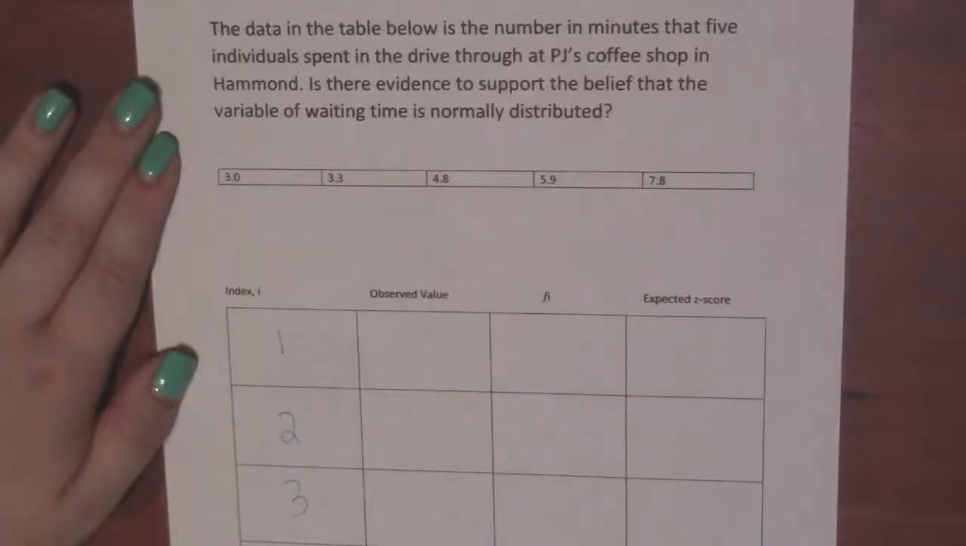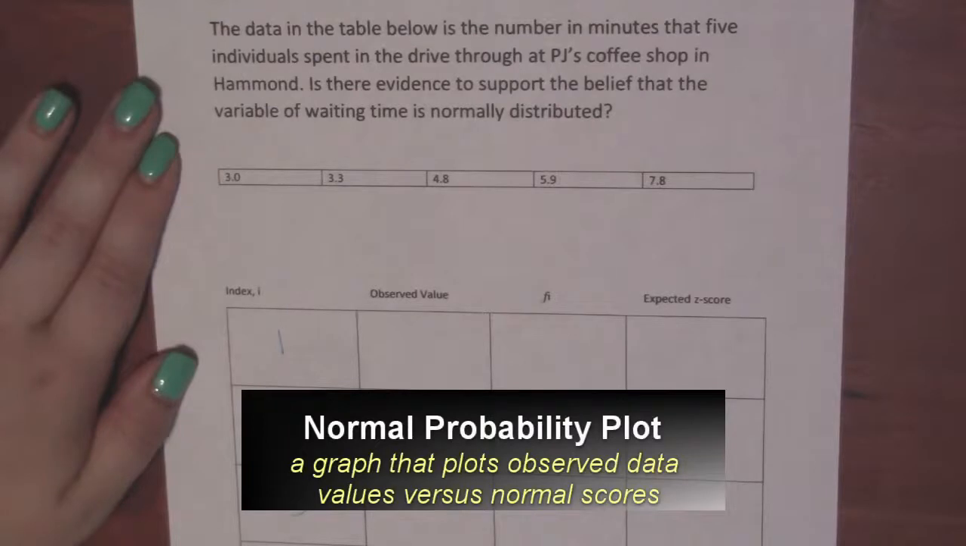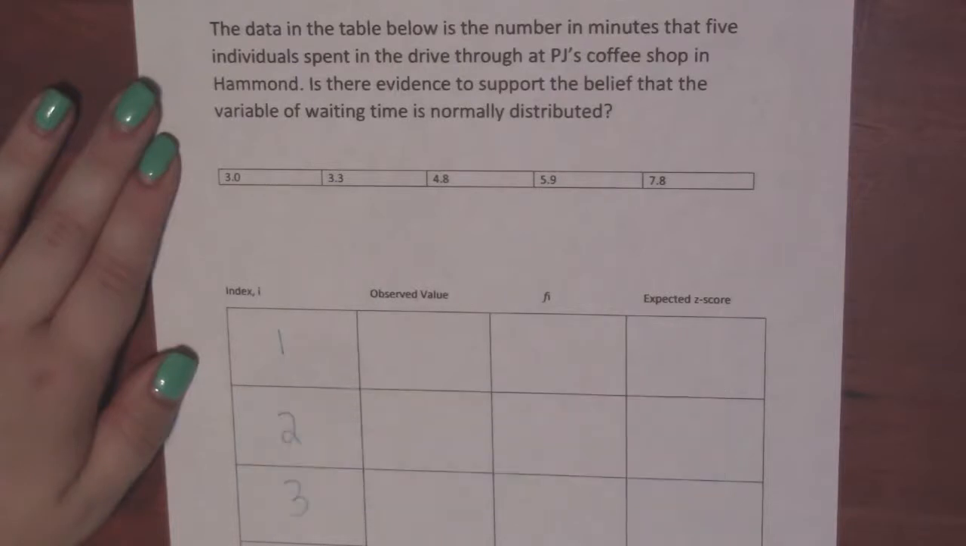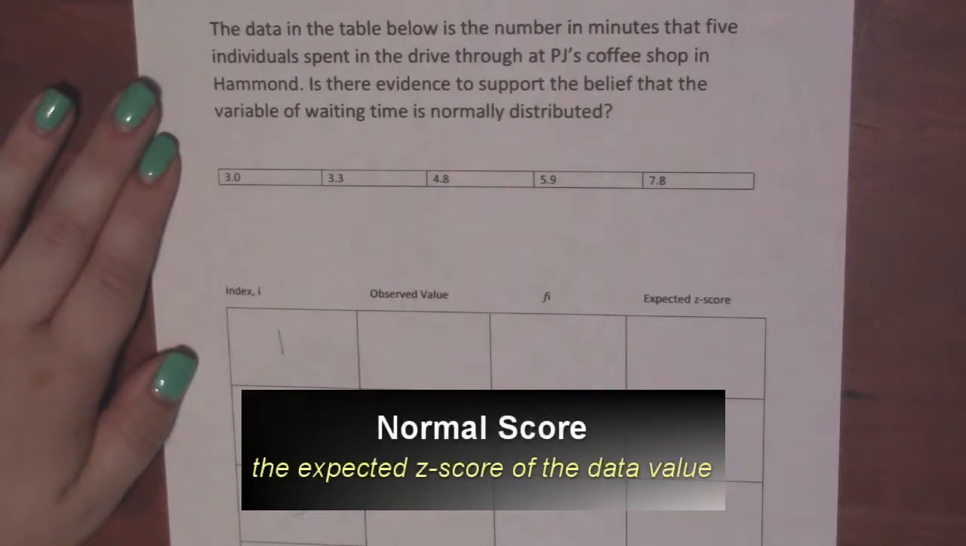Hi everyone! So for this problem we will be drawing a normal probability plot, and a normal probability plot is a graph that plots observed data values versus normal scores. And a normal score is the expected z-score of the data value.